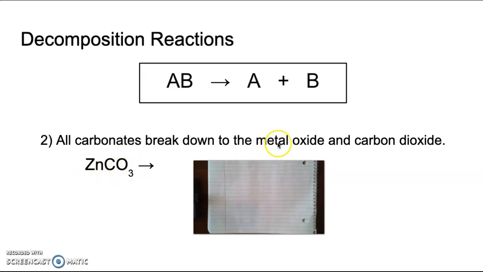When I say the metal oxide, you want to figure out what in your compound is the metal. And then oxide means it's going to come from oxygen. So the metal oxide of zinc carbonate is going to be zinc oxide.